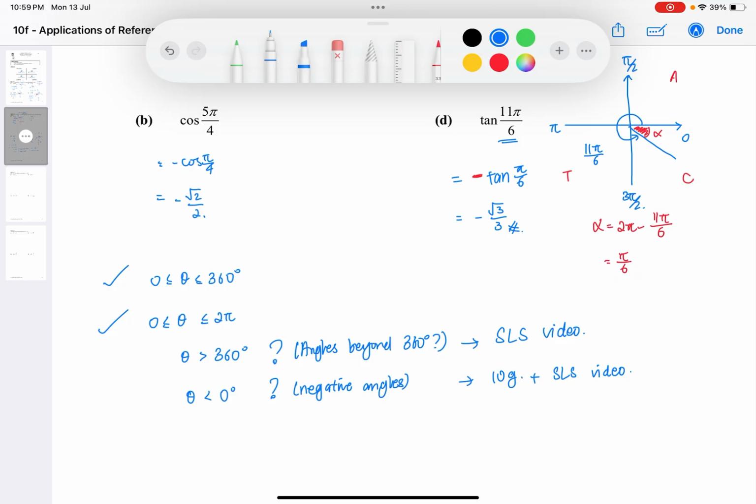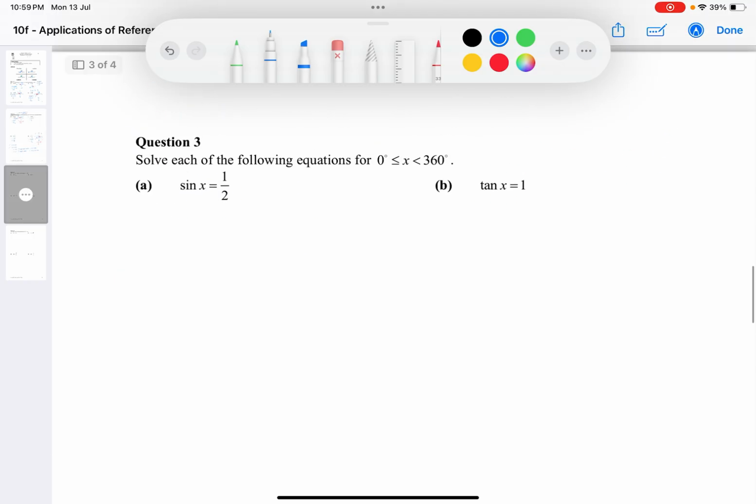For question 3 and question 4 in worksheet 10F, we're going to skip for now. I'm going to revisit them in chapter 11, that's where the solving comes in.